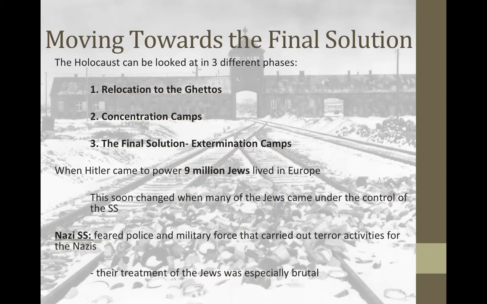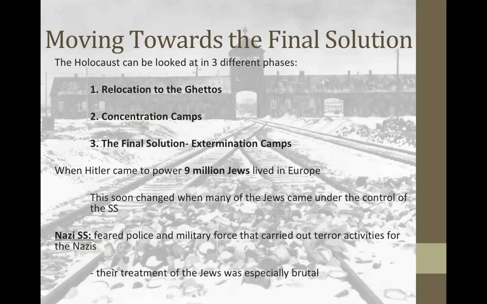So that is everything up to the real beginning of the Holocaust. And we have Kristallnacht, that famous night of broken glass. Now we look at the Holocaust and we essentially break it up into 3 different phases, in which Hitler is going to systematically try to exterminate the Jewish people. It happens in 3 phases. The first phase is the relocation to the ghettos. We're going to talk about that here in a second.